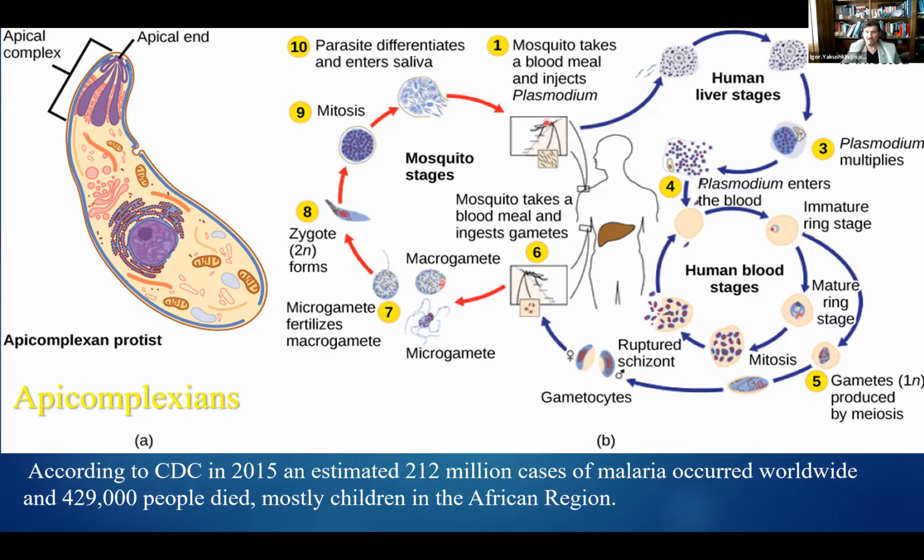So anyway, in this particular case, as it's injecting the saliva, it's also injecting those parasites which go into the bloodstream, and then they start reproducing within the blood, specifically infecting the red blood cells. And we'll talk a little bit about that later on.